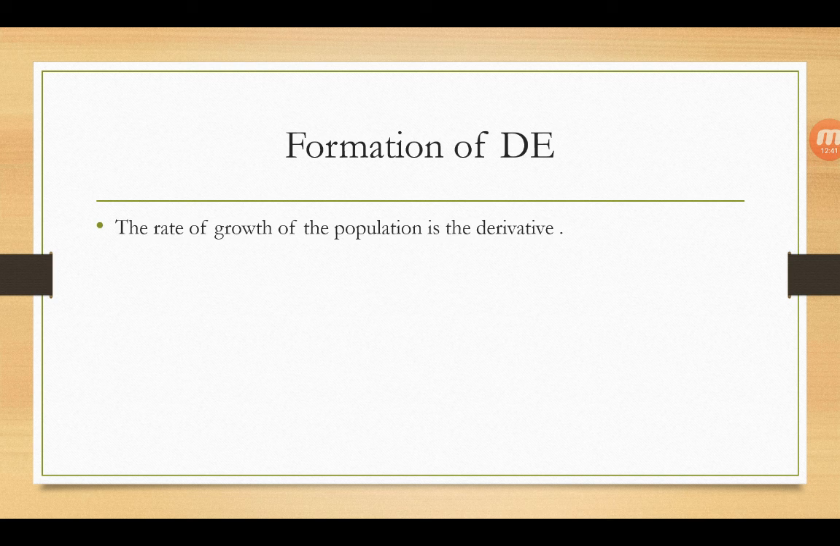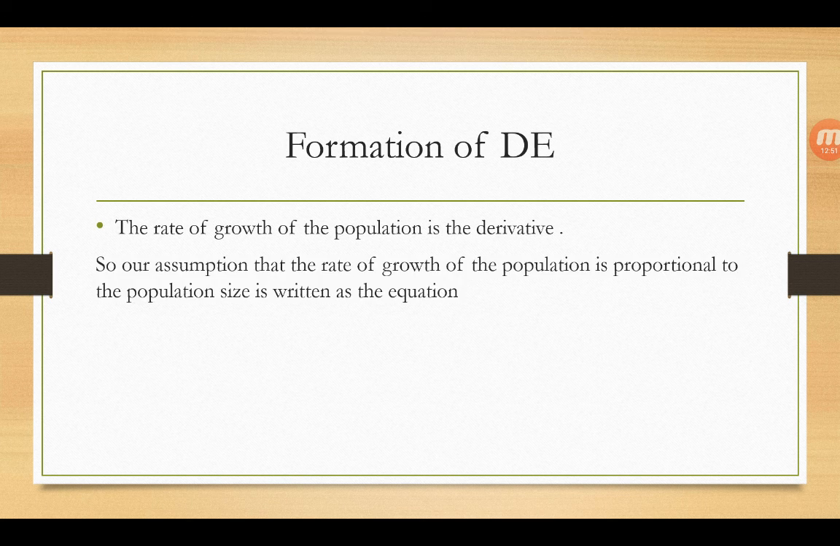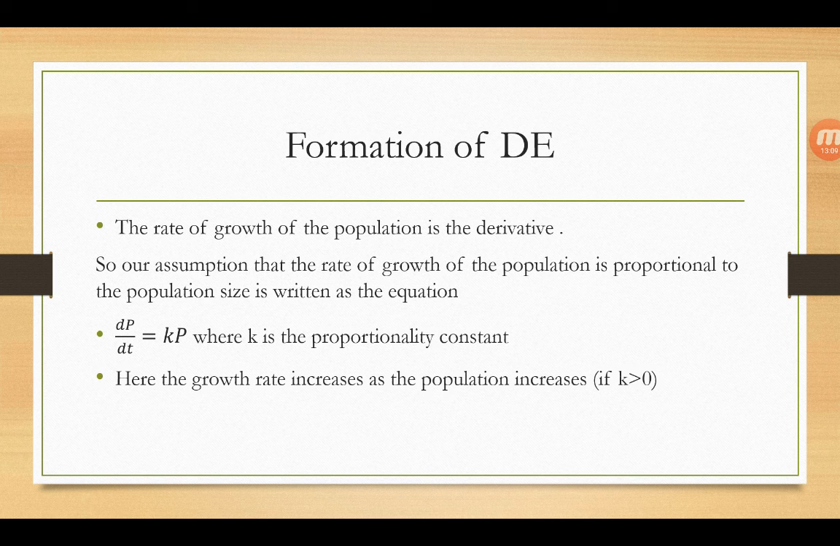How are we going to form the differential equation here? Now, the rate of growth of population is the derivative dP by dt. So our assumption, that the rate of growth of population is proportional to the population size, is written as dP by dt is equal to k into P, where k is the proportionality constant.